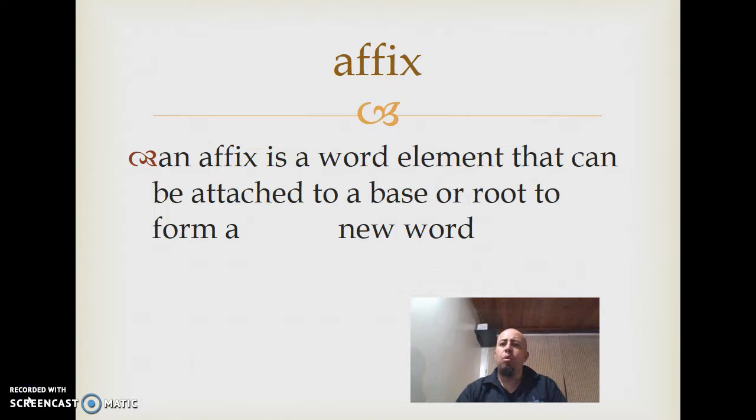Affix, or bone. An affix is a word element that can be attached to a base or root to form a new word or a new form of the word, usually occurring in the form of either a prefix or a suffix.